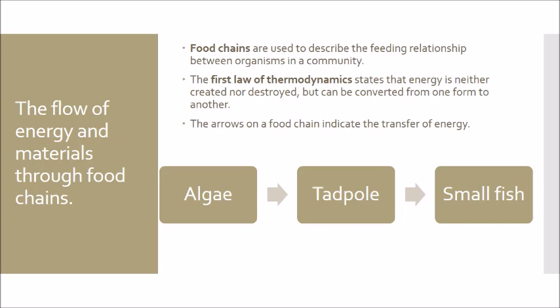This is a feeding relationship, and we represent it with that arrow in the direction of the energy movement. So that arrow is moving towards the tadpole because the energy is moving towards the tadpole. And the small fish then eats the tadpole, and the energy moves into the small fish. It's the feeding relationship. Okay.